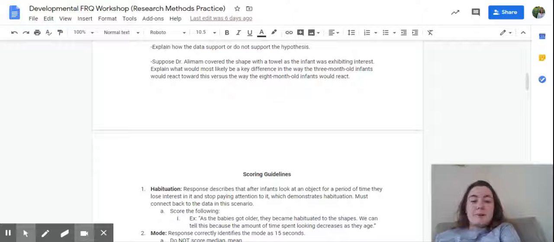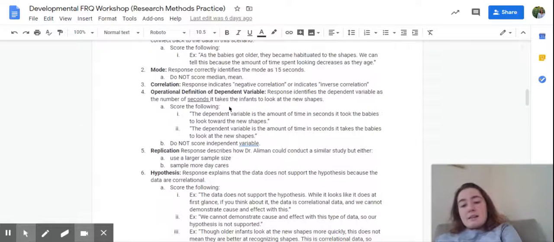And then finally, suppose that Dr. Alman covered the shape with a towel as the infant was exhibiting interest. Explain what would most likely be a key difference in the way that 3-month-old infants would react to this versus the way 8-month-old infants would react.